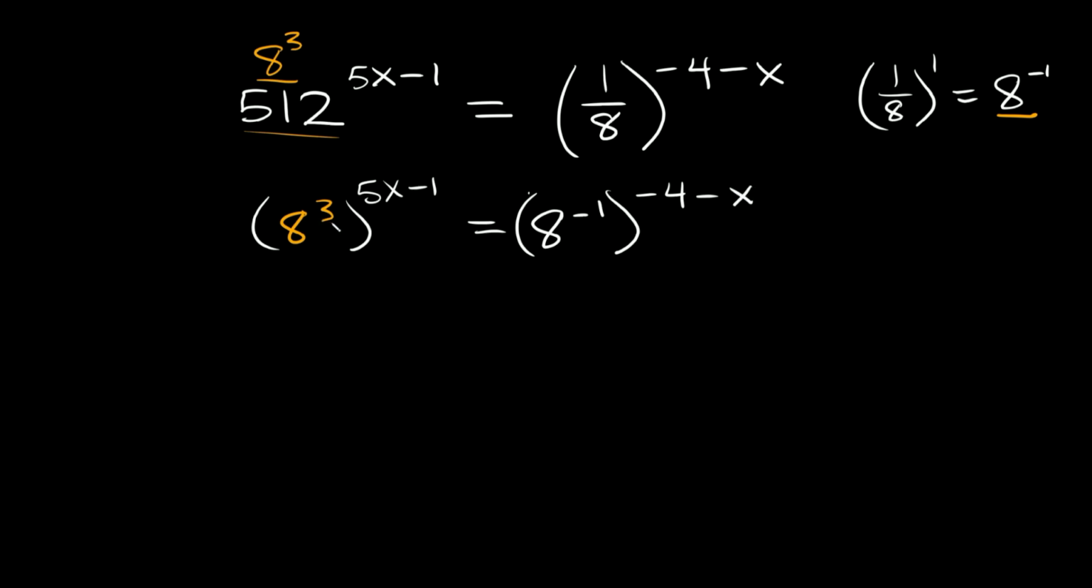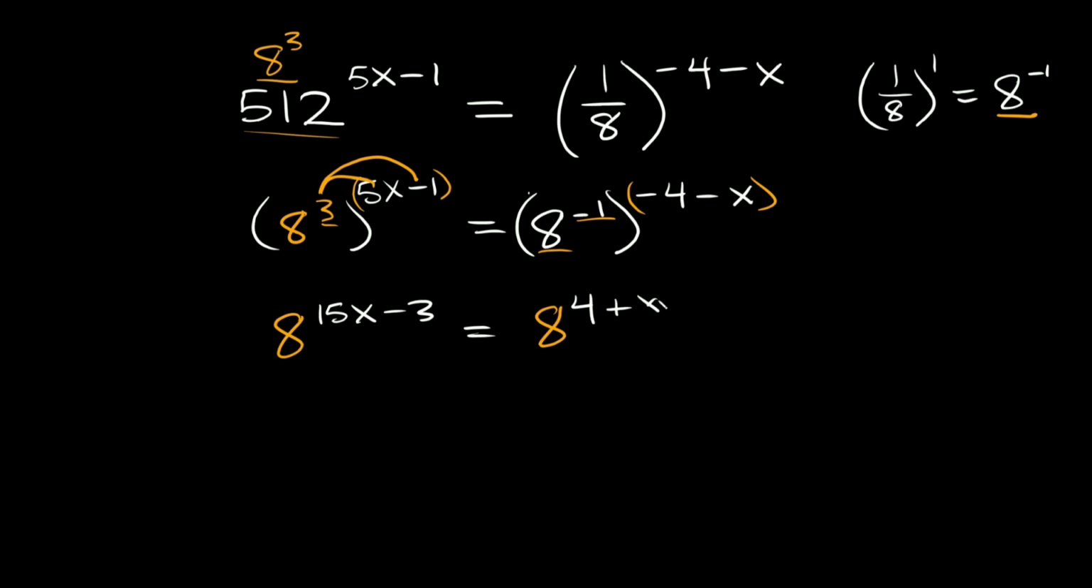Now over here, again, we have a power raised to another power, so we just have to multiply those together. So 3 times 5x is 15x, and 3 times negative 1 is negative 3, right? So then here, we're finally left with 8 raised to the 15x minus 3 is equal to, and then same thing over here, negative 1 times this guy over here. So we're going to have, again, our base, 8, raised to the, let's see, positive 4 plus x.